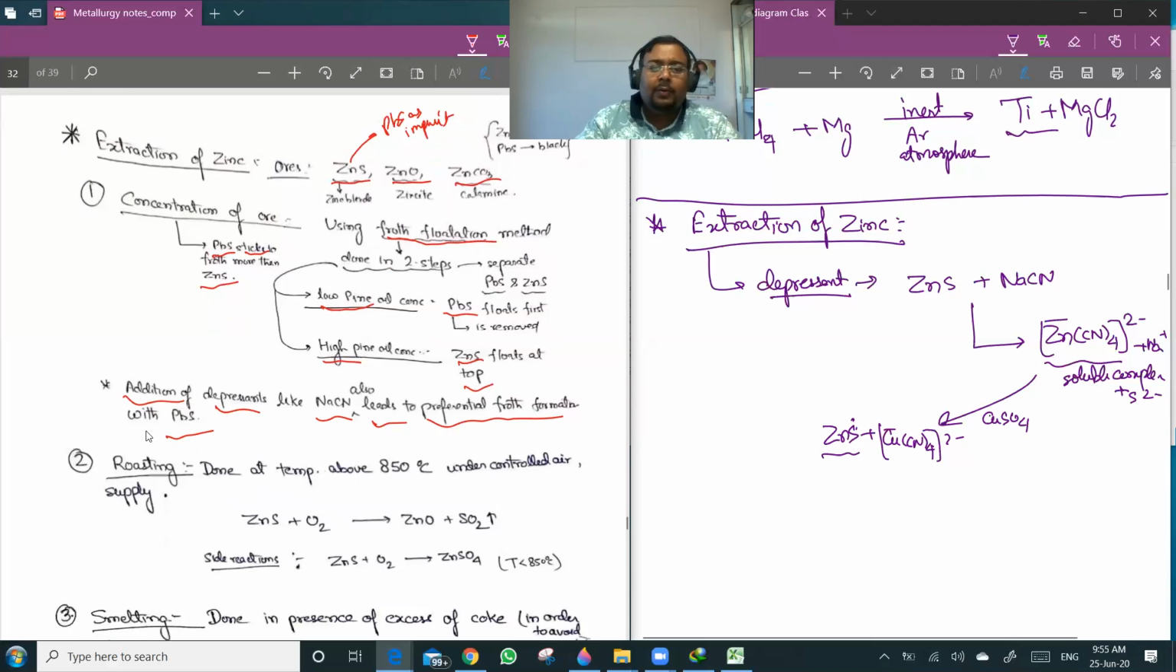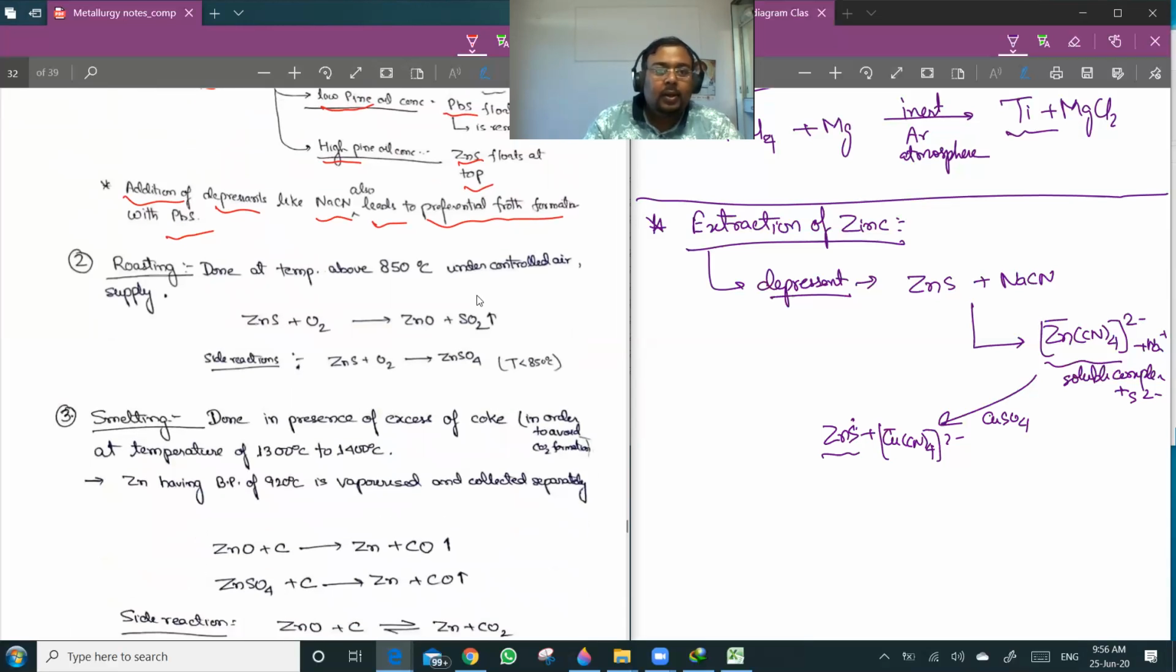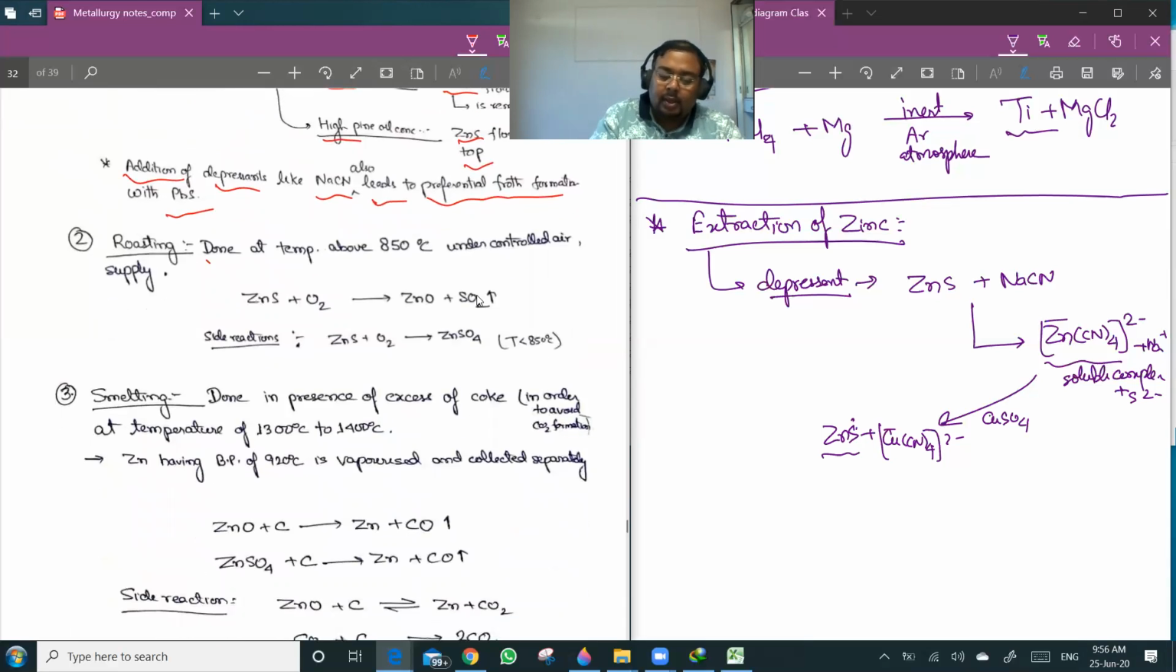Once we have separated the zinc sulfide and got the concentrated ore, the next step is roasting. Roasting is done at a temperature of above 850 degrees centigrade under controlled air supply. Zinc sulfide will react with oxygen to give zinc oxide and SO2. You are getting the oxide of zinc here, which is my prime aim because we are again going for carbon reduction.